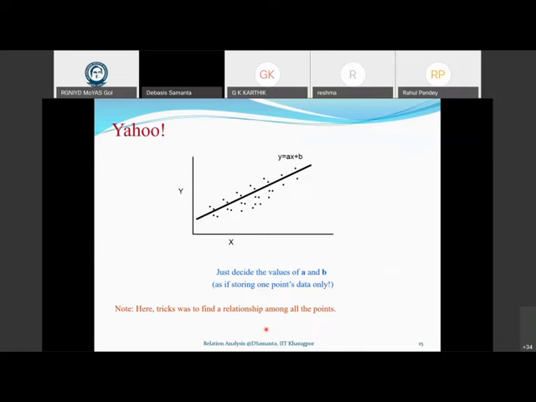So we want to draw a line in such a way that all points are very close to that line. If such a line is possible, then we can represent the equation of the line as y equals ax plus b. Now you see, to store the information of any point, given the x value, it will give you the y value, because they are related by the equation y equals ax plus b. So it gives a relation between x and y. Given a value of x, what is the value of y? So this gives a relation.